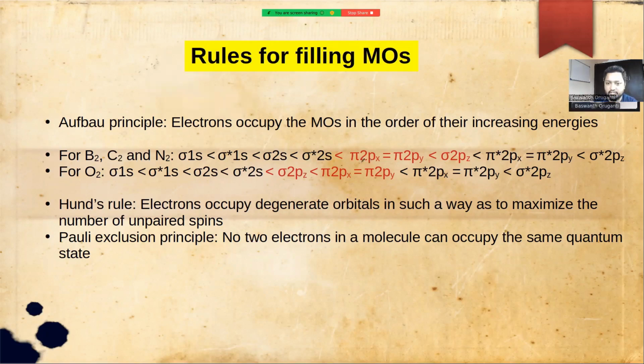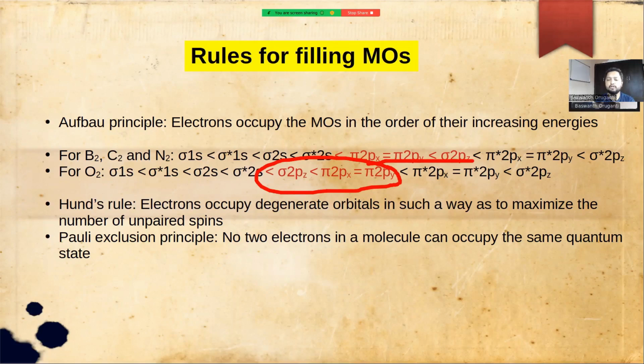So please note that in the case of boron, carbon, and nitrogen, pi 2px and pi 2py have smaller energy than sigma 2pz. Whereas in the case of oxygen and other heavier elements, the sigma 2pz is smaller in energy, so it is filled first, and then the pi 2px and pi 2py orbitals will be filled. So in this way, we have to fill the orbitals. First, the lower energy orbitals are filled, and then the higher energy molecular orbitals.